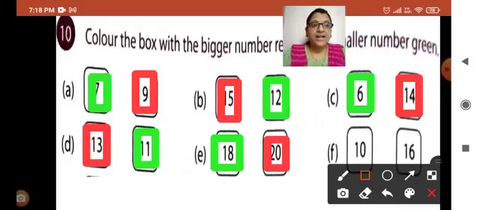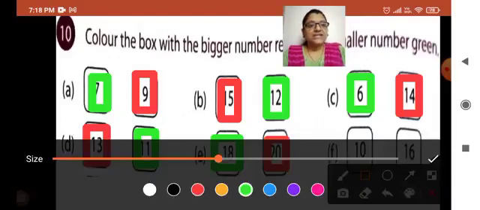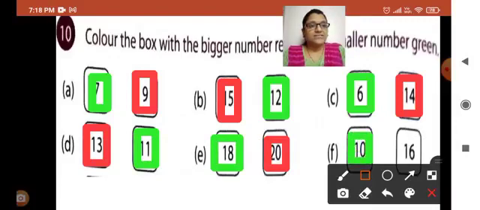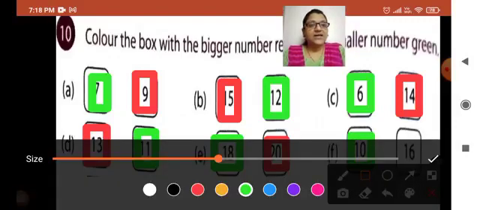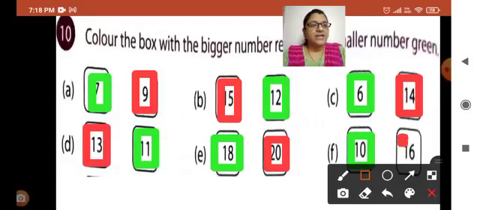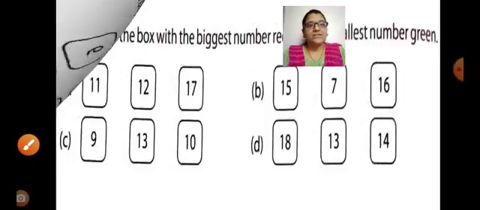Next example, 10 and 16. Here, 10 is the smaller number. So let's color it with green. 16 is the bigger number. Let's color it with red color. Understood this? You have to solve further examples as homework. Let us see the next example.